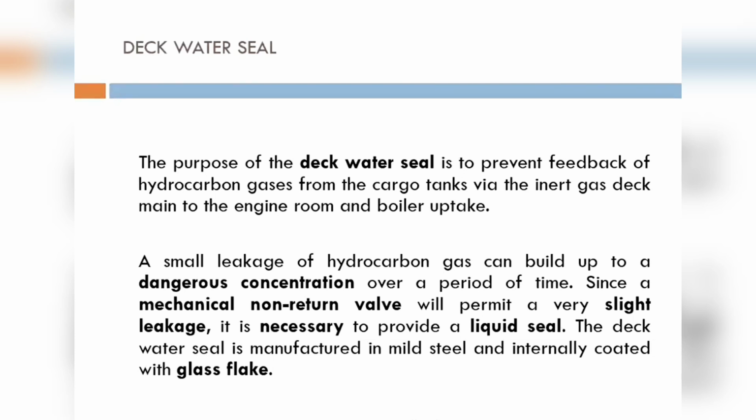Since you also have another non-return valve, if you look at the diagram, the mechanical non-return valve. Due to the acidic nature of this inert gas, it corrodes the metal and eats up the rubber packings. So with time, this mechanical non-return valve tends to leak and allow these hydrocarbons to pass through. It doesn't give a 100% guarantee that it will perform the work it is assigned to, not allowing these hydrocarbons to pass through.